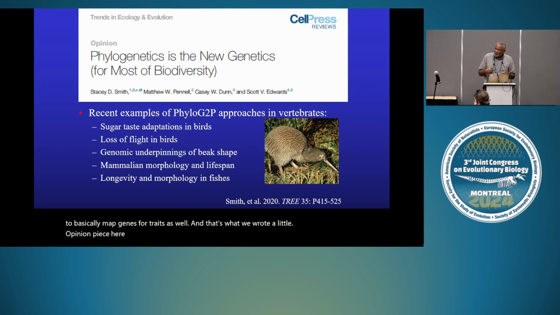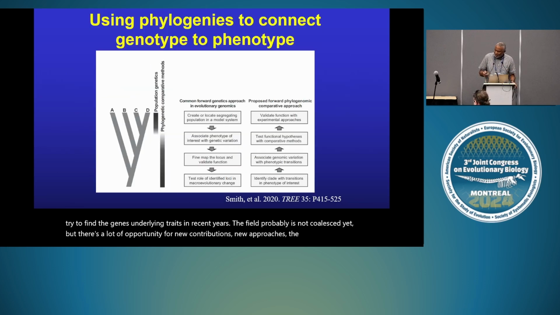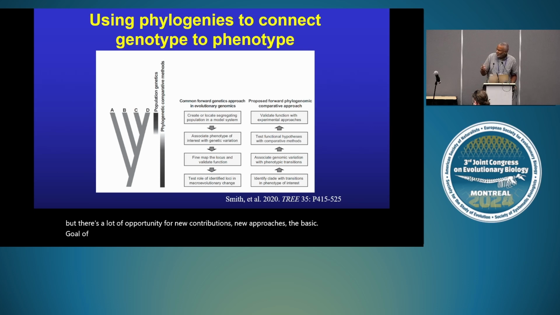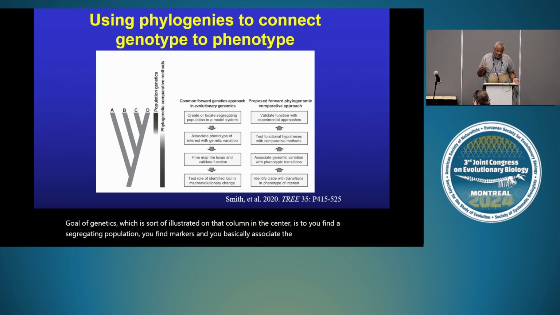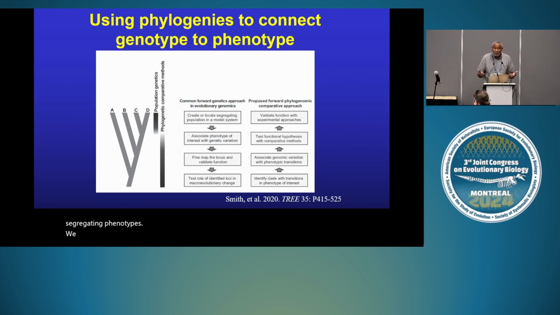And there have been some very exciting examples of using phylogenies to try to find the genes underlying traits in recent years. The field probably has not coalesced yet, but there's a lot of opportunity for new contributions, new approaches. The basic goal of genetics, which is sort of illustrated on that column in the center, is to find a segregating population, find markers, and associate the markers and the segregating phenotypes. We can't do that for most of biodiversity, so we need to use other approaches.